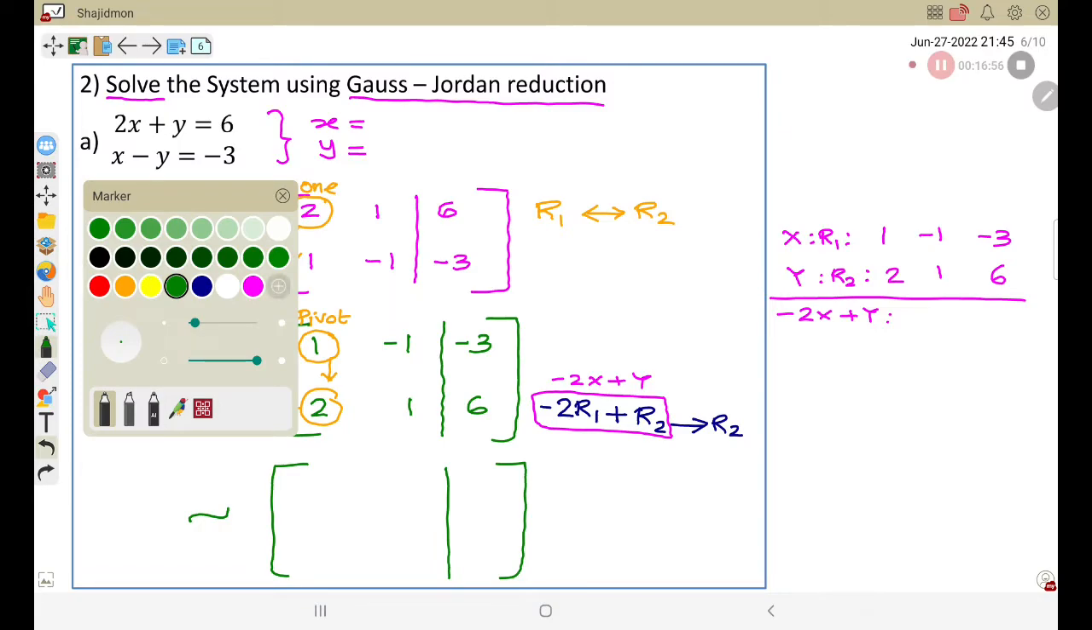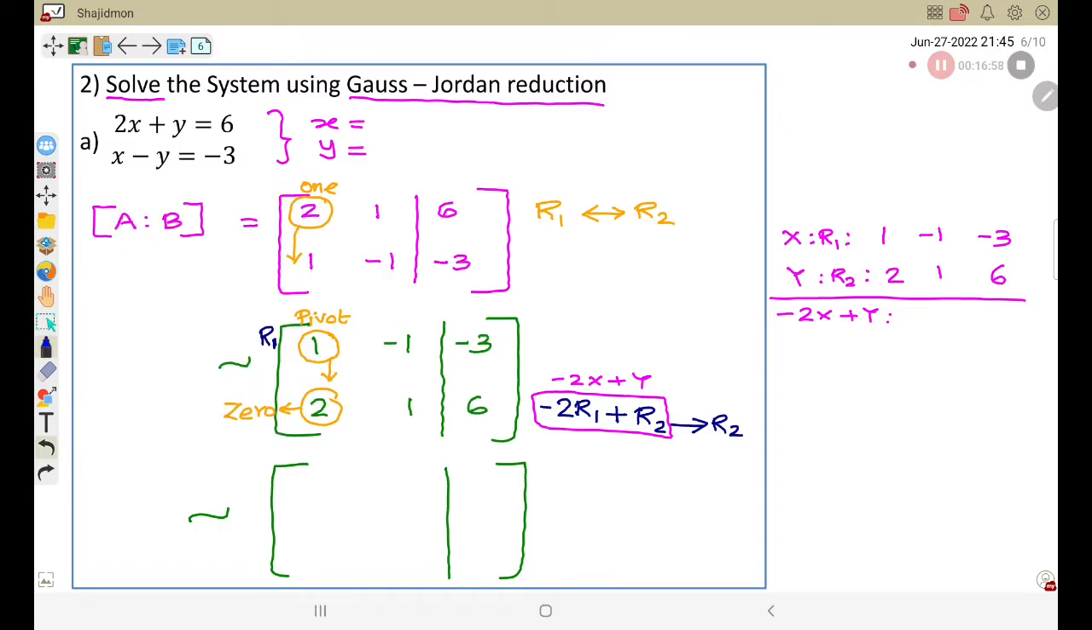Equivalently you can get the matrix. Use the calc button. First enter this one in your calculator: minus 2x plus y. Whenever you want x, you can use the alpha button, correct? Minus 2 alpha x plus alpha y. Then after that press the calculation.